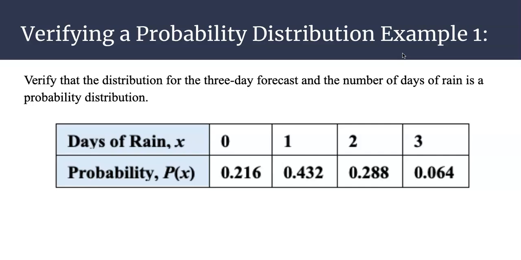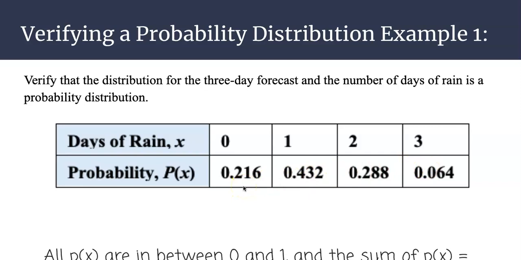probability distribution. What is this about? This is a distribution for the 3-day forecast and the number of days of rain. Okay? So if we're looking at 3 days, we can have 0 rainy days. And that one probability was 0.216. I can have 1 rainy day, 2 rainy days, or 3 rainy days. Now, what I want you to do is add all these numbers together and see if they add up to 1 first.